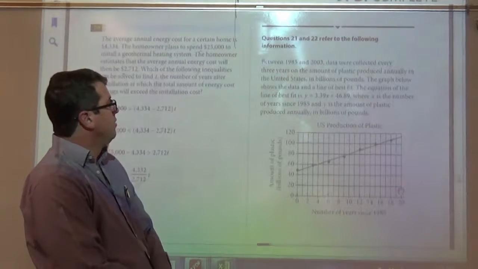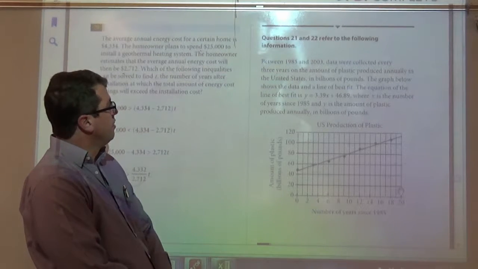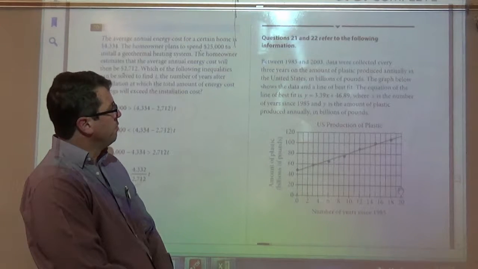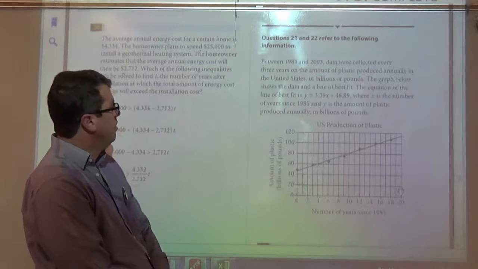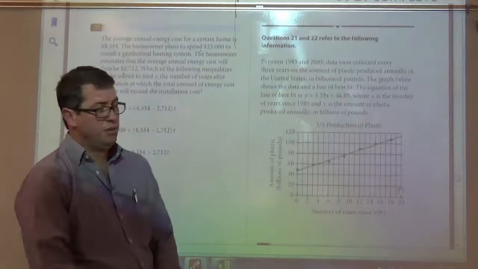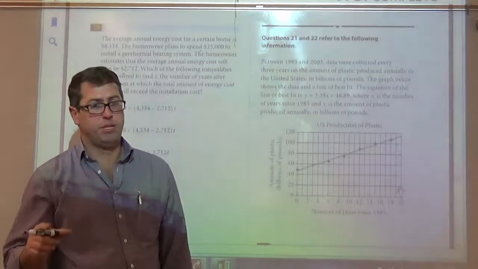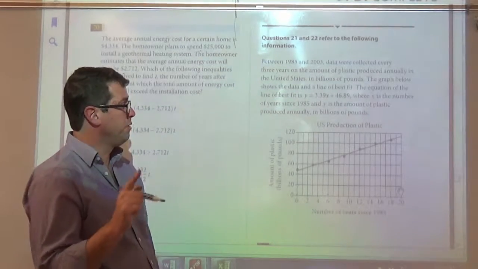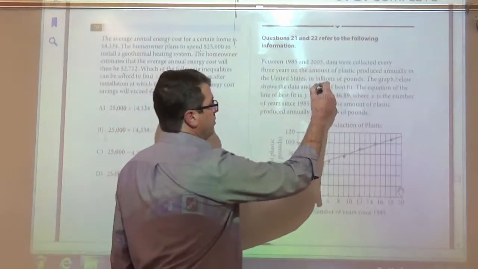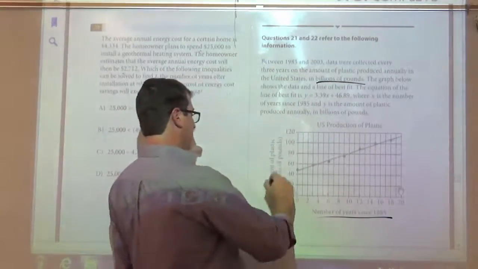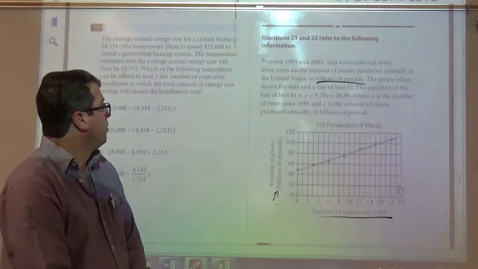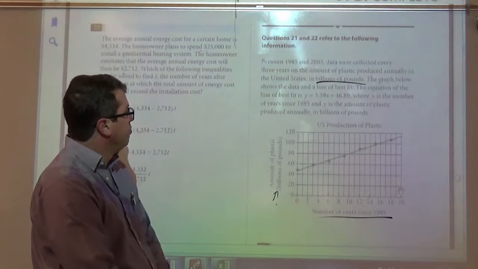Between 1985 and 2003, the data were collected every 3 years on the amount of plastic produced annually in the United States in billions of pounds. They gave the units, and the units are billions. Doesn't always matter, but it might. So always pay attention to the units. Billions. Years. Billions. The graph below shows the data and a line of best fit.